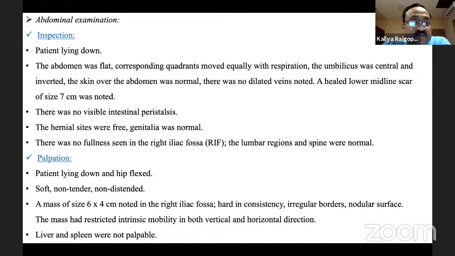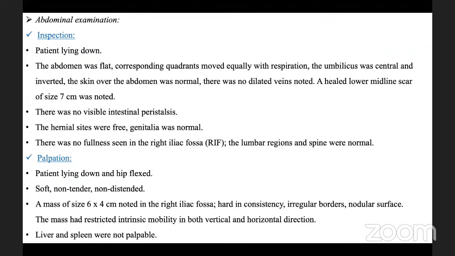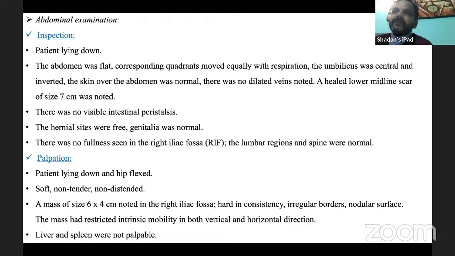Okay, yes, sir. Any questions from the other participants? One point I'd like to ask. Sir, like you said, without per-vaginal examination in a female with lower abdominal pathology, it is definitely an incomplete examination.